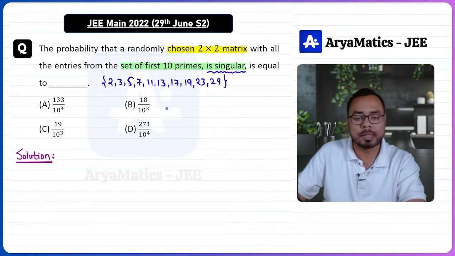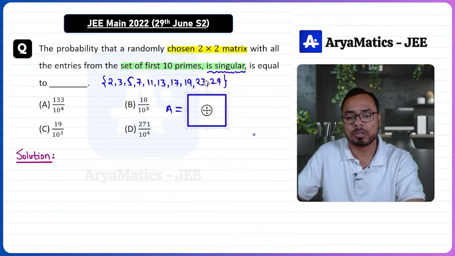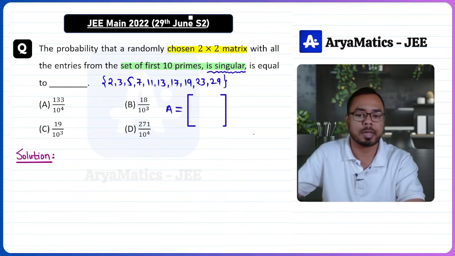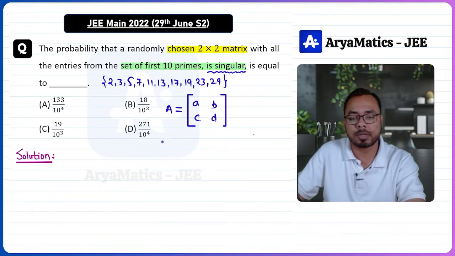Now let us say this is our 2 cross 2 matrix A, and there are 4 unknowns in that. Let us say those unknowns are a, b, c, d. So here we have this matrix. In the first row, let us say we have a and b, and in the second row, we have c and d. So first of all, let us find the number of elements in the sample space, or the number of matrices that you can create.